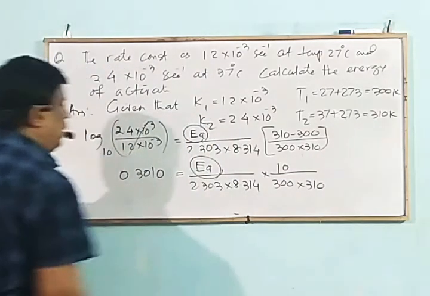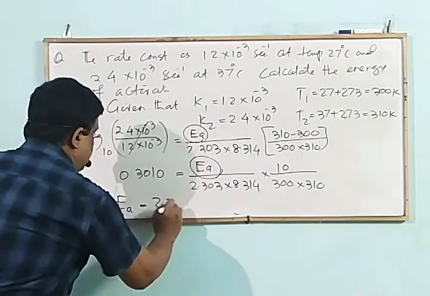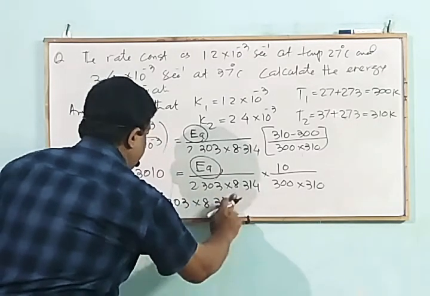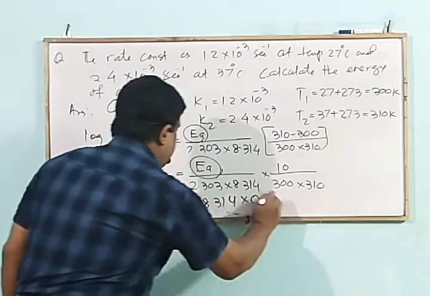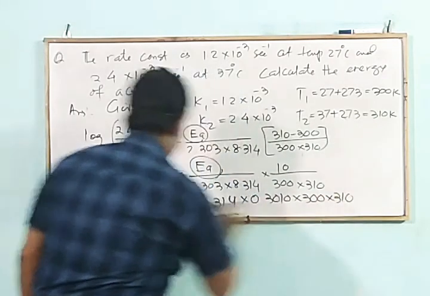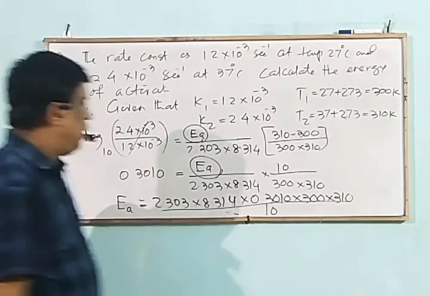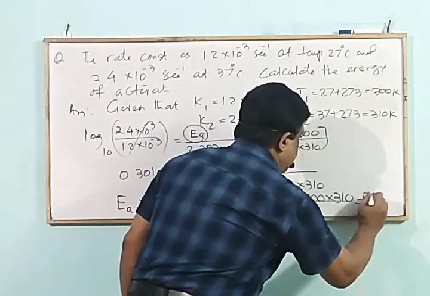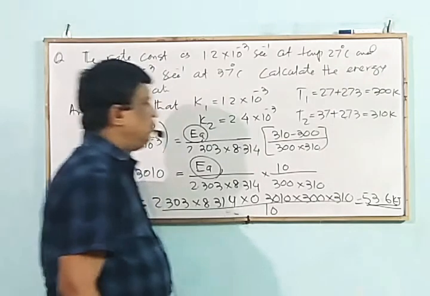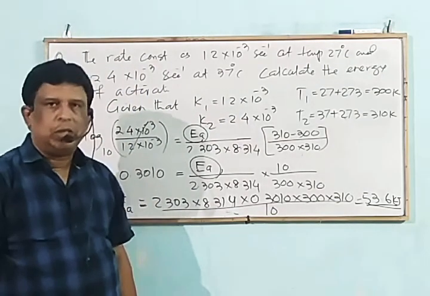Our aim is to calculate EA. That is, EA is equal to 2.303 into 8.314 into 0.3010 into 300 into 310 divided by 10. This value is nearly equal to 53.6 kilojoule. It is a 2-mark question relating to the Arrhenius equation logarithm.